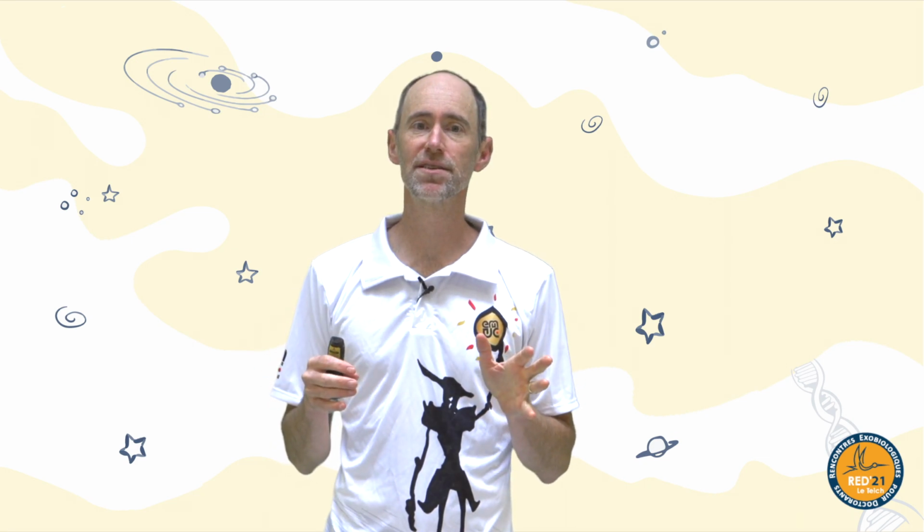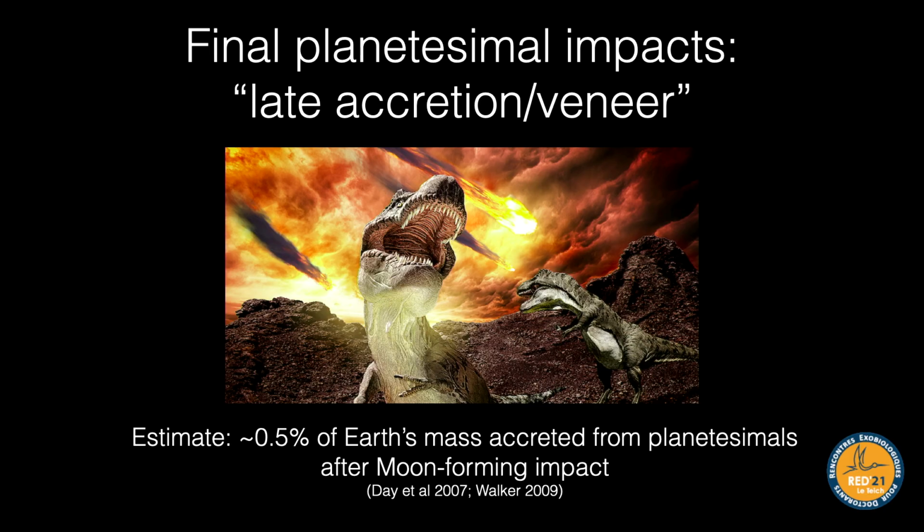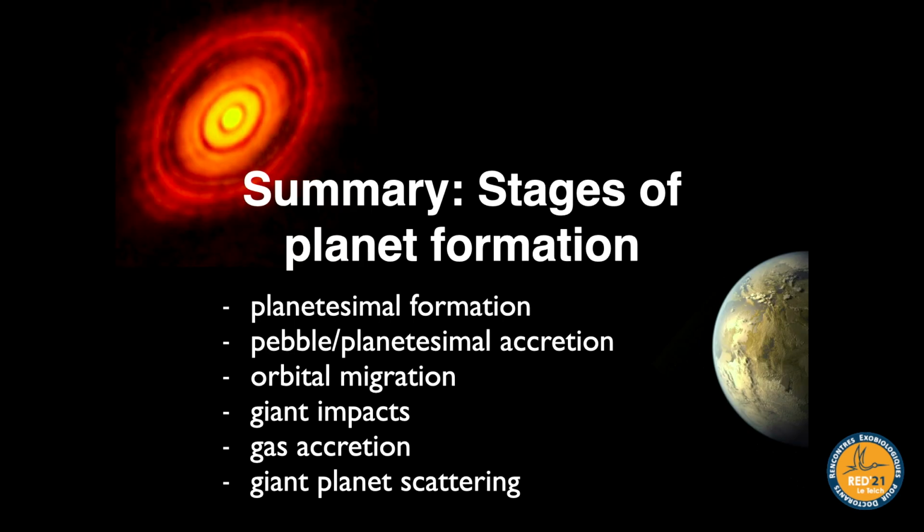And we know, for example, that something like 0.5% of Earth's mass was delivered after the moon forming impact. And some of these very, very late impacts were like the ones that killed the dinosaurs. So those still happen. They're not usually thought of in that way. But that's the very final phases of planet formation.